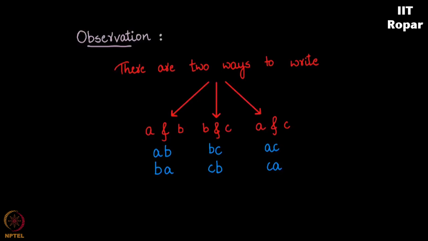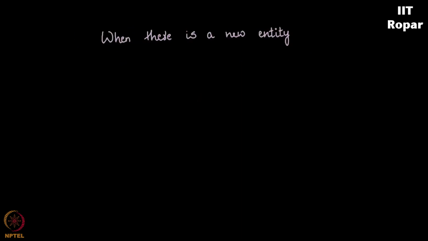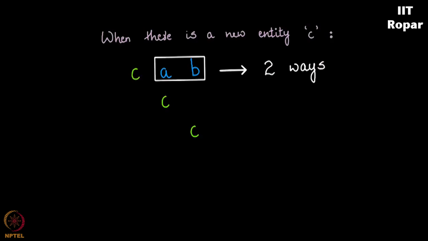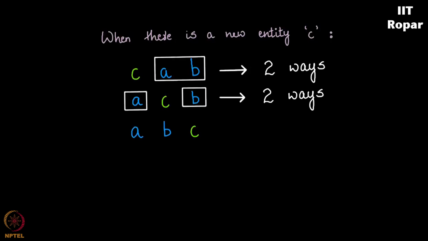Now the point is, whenever you bring in a new entity, let's say C, you can think of keeping C in the first place or the second place or the third place. When you keep C in the first place, you have options to put your other two letters A and B in the other two places. And this you can do in two ways. Similarly, AB here, this you can do in two ways. And here, this you can do in two ways.